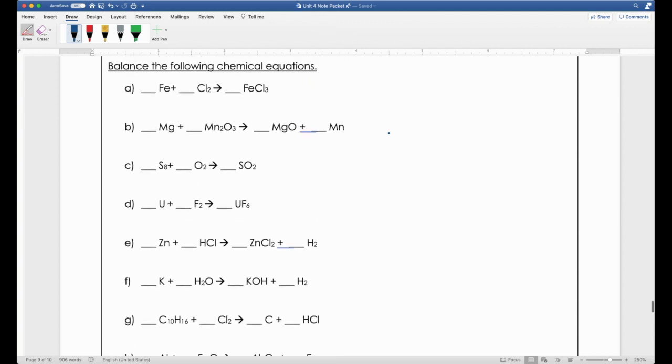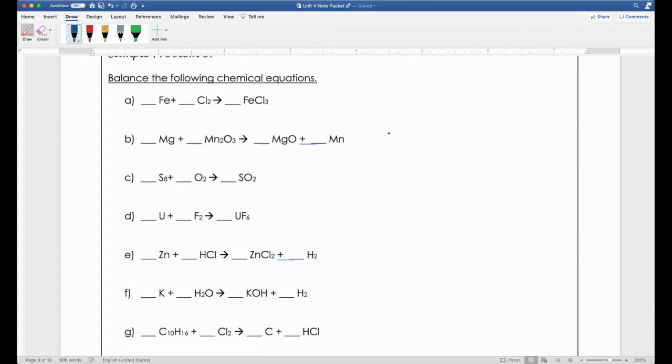So let's go ahead and start with A, balance the following chemical equations. So again, this arrow right here is kind of like our balance point. We are always going to look at what's on your reactant side versus what you find on the product side. The number and type of each atom must be the same on the reactant and the product side.